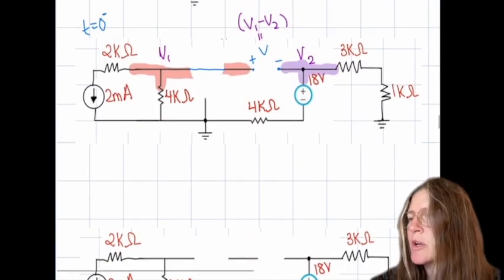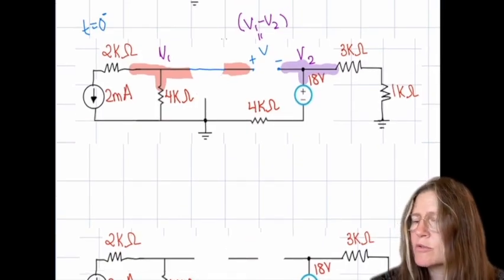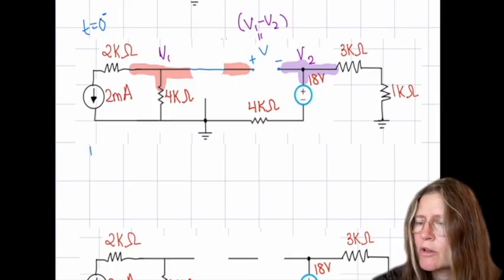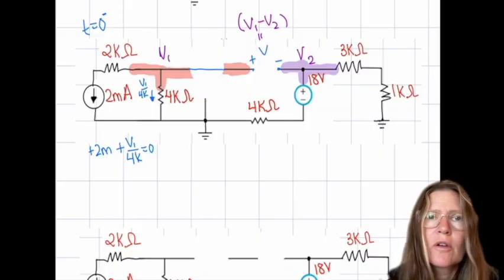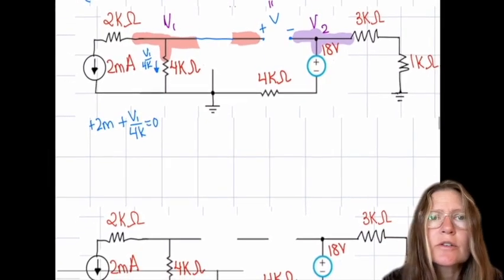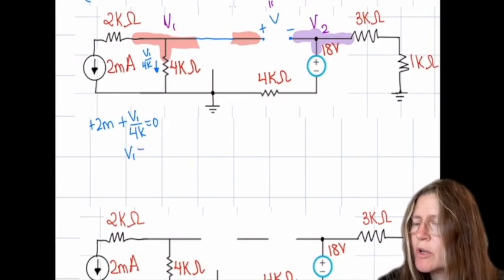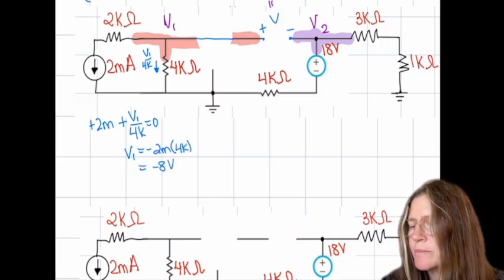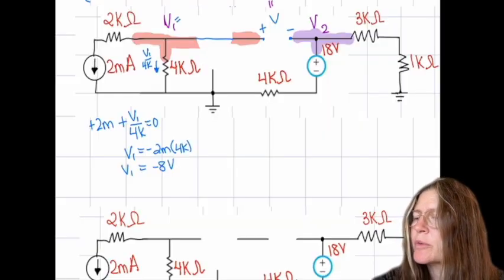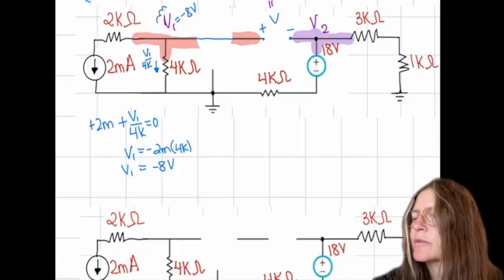To find V1, we can do a node voltage at that node. 2 milliamps is going out, and then V1 over 4K equals 0. Solving this, we get V1 is equal to minus 2 milli times 4K, so minus 8 volts. So this one will be minus 8 volts.